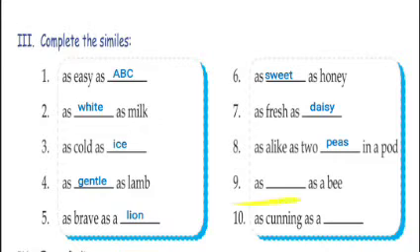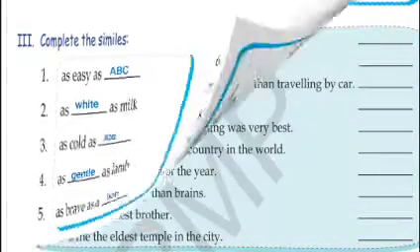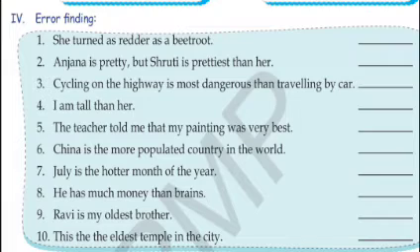Next, number 9, as dash as a bee, so as busy as a bee. And the last one is number 10, as cunning as a fox. Now, without wasting time, let's move to next question. That is question 4. And this is error finding. Means sentences are given. You have to find out what is wrong in that or what is the error.